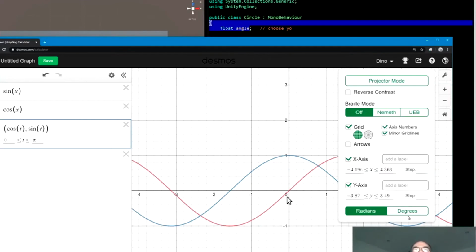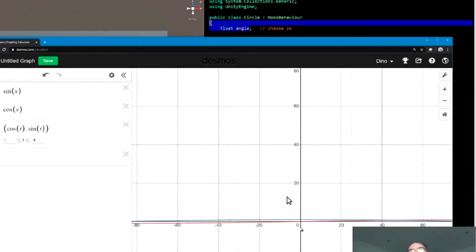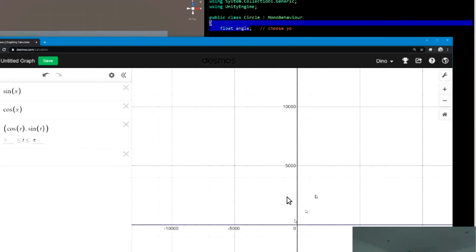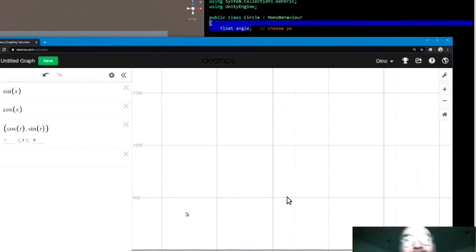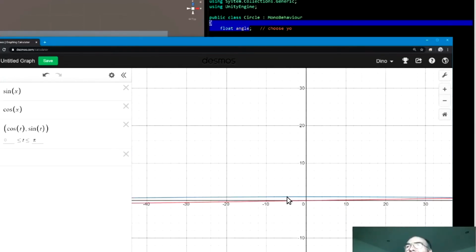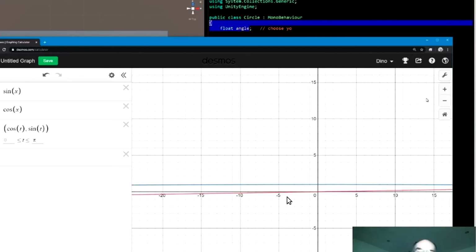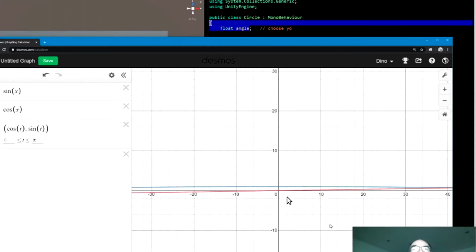T is in radians, not degrees. Right, now I'm going to show you one of the reasons why it's really nice to use radians, because now I'm going to switch this graphing system, Desmos, to degrees. What happened there? Oh my God! It's gone! I switched to degrees and the graph is gone! Dear God!